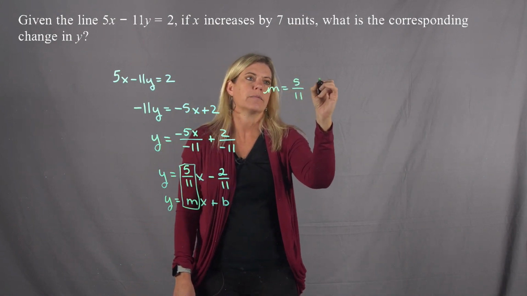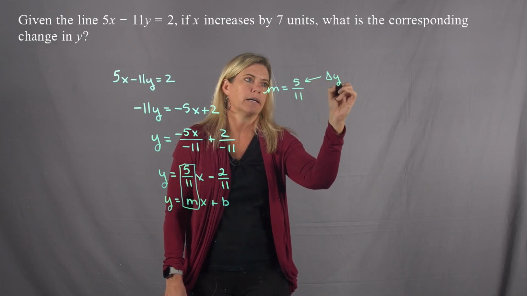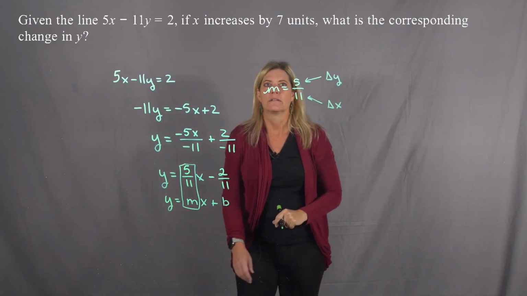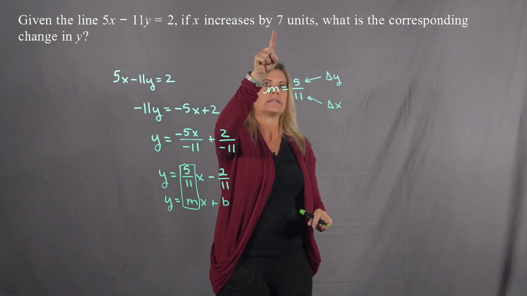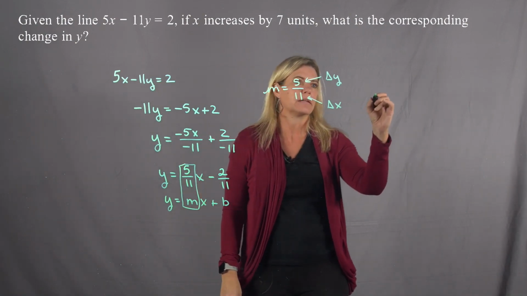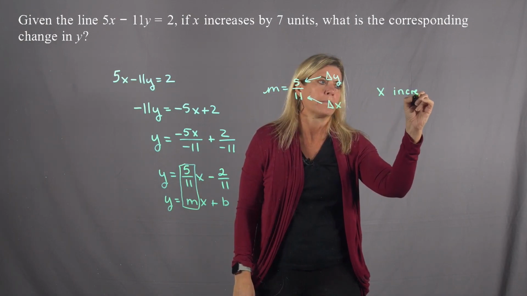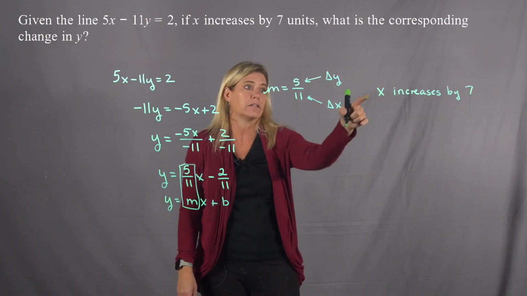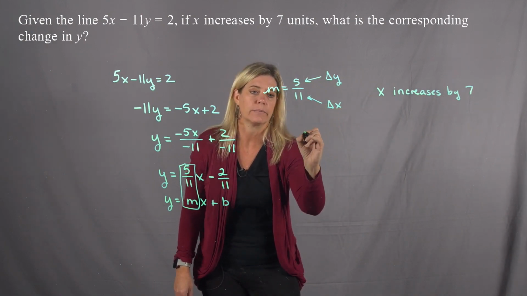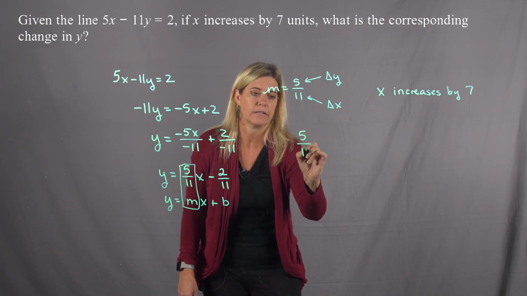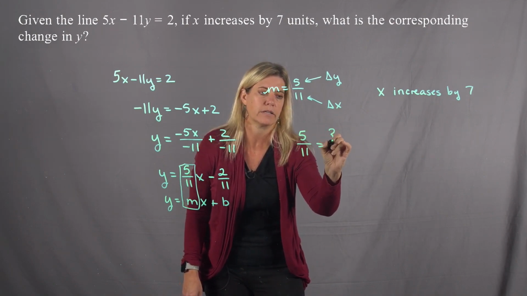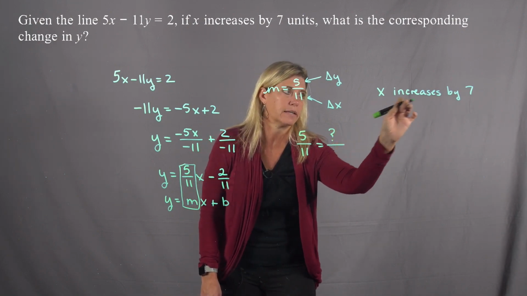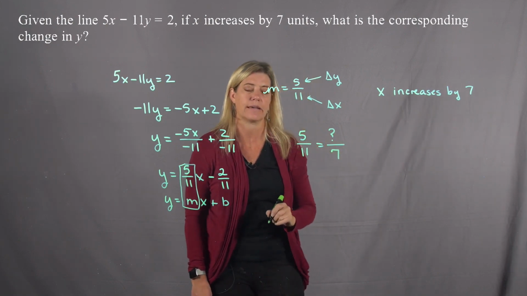And remember, for slope, the numerator tells us the change in y, and the denominator here tells us the change in x. Always. So if I know that x increases by 7 units, that means that the change in x here is 7, positive 7. So we can set up a proportion that says 5 is to 11 as, and you can put question mark here, right? That's what we're solving for. What would the change in y be if x increases by 7? So we would put positive 7 here.